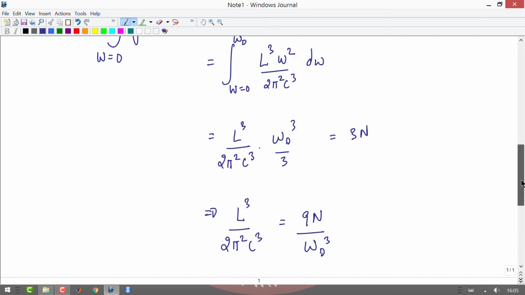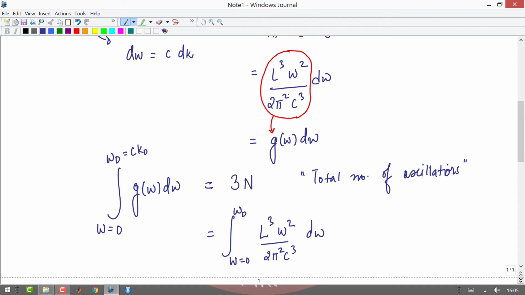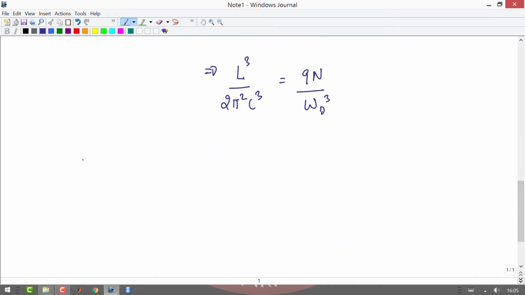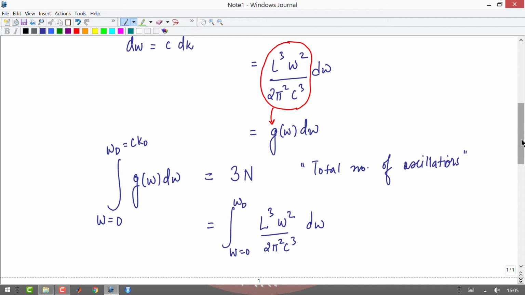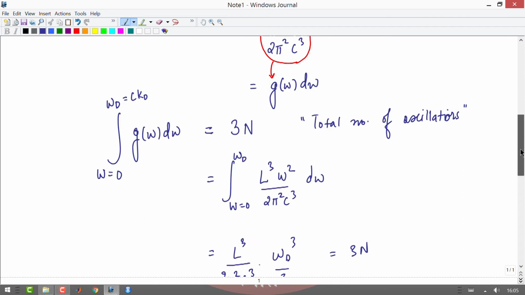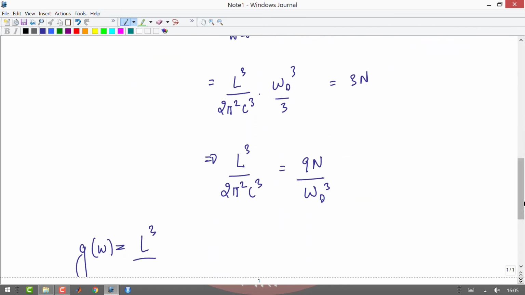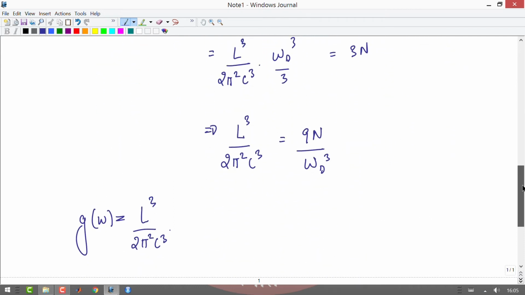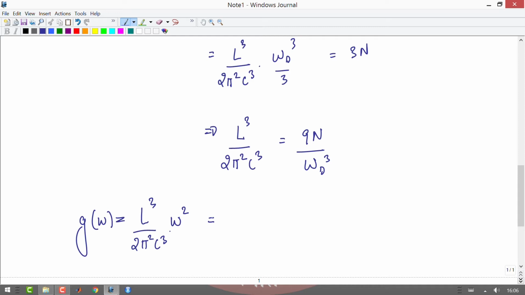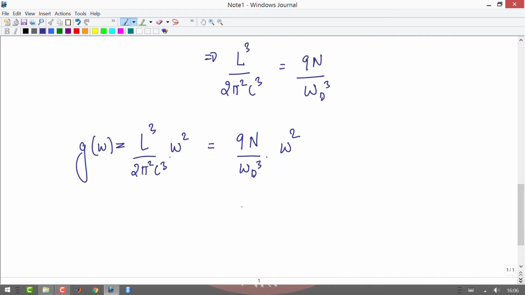Okay. And look at this, our g(ω) is already L³ by 2π² c³ into ω². So, if I recall my g(ω) from here, the thing that is encircled by the red color, I can write it as L³ by 2π² c³ into ω². So, just putting the value of L³ by 2π² c³, I get g(ω) is 9N over ω_D the whole cube into ω². So, this is the expression of the density of states taken by Debye.